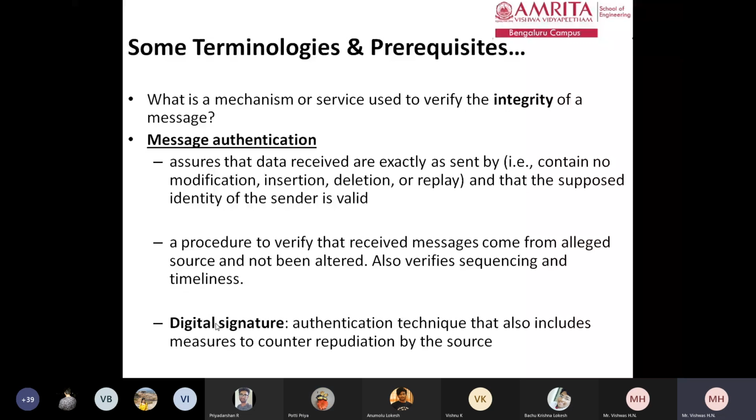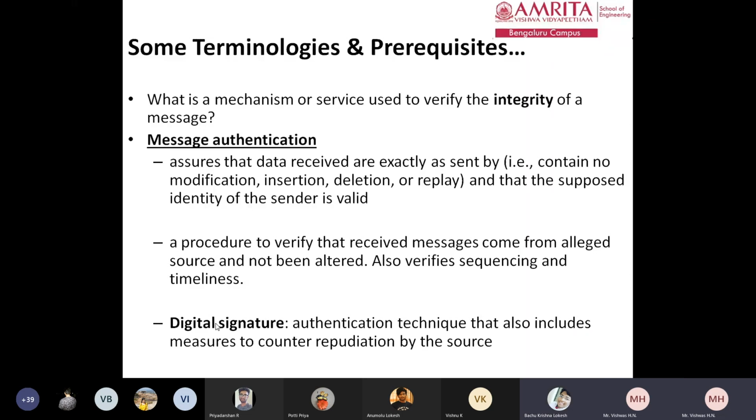Okay, the next is cryptography-based authentication. Now this is password-based authentication. Next is approach 2. Approach 1 is password-based authentication. Approach 2 is cryptography-based authentication. So this is more effective compared to password-based authentication.